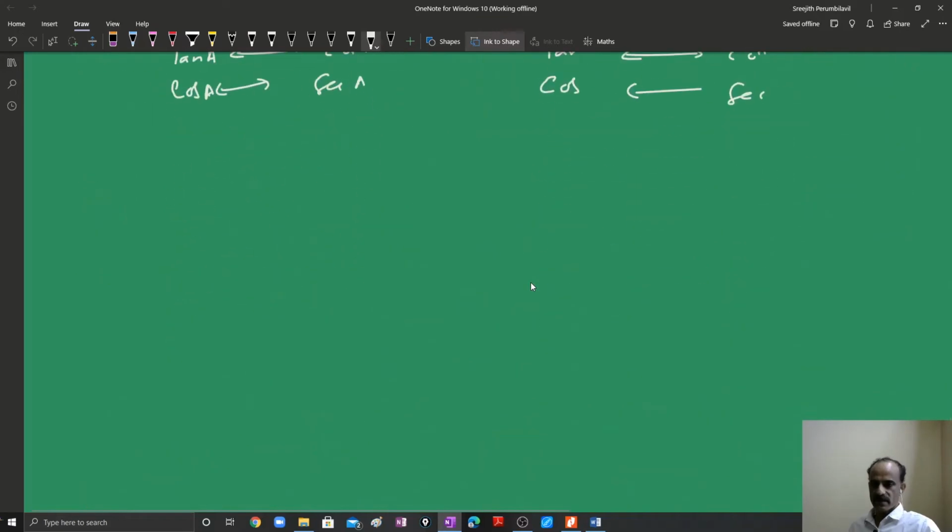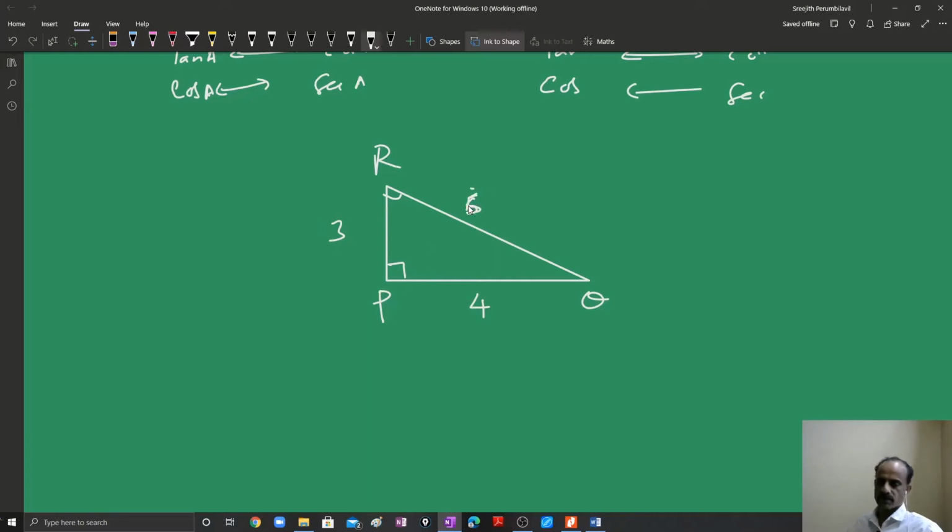Now, as far as another triangle is concerned, let us look at this triangle. Name it as P, Q and R. Suppose this is 4, this is 3. Obviously this will be 5 by Pythagoras.